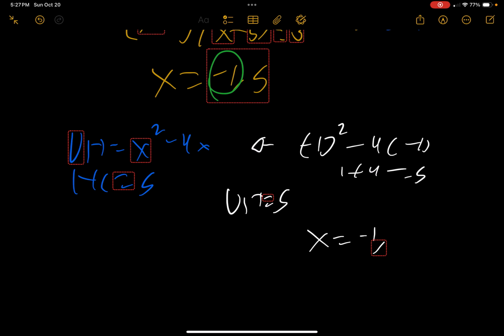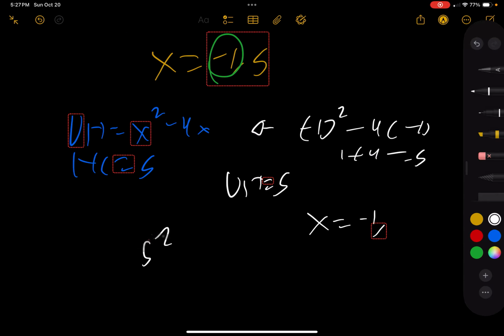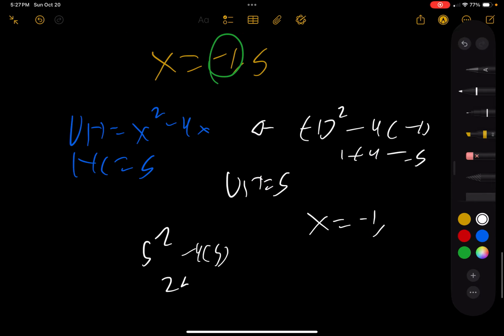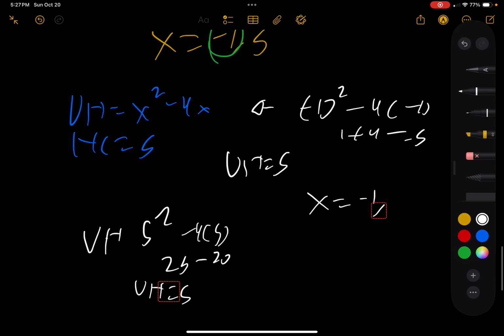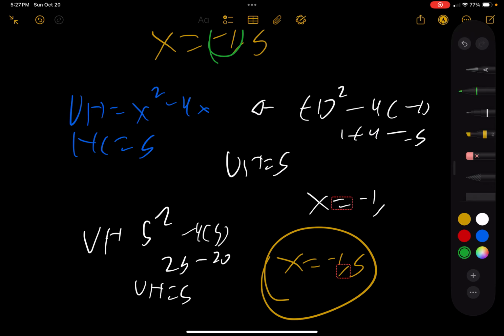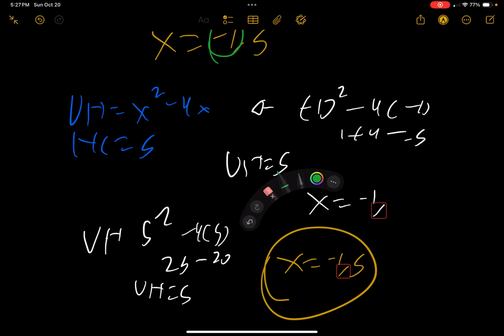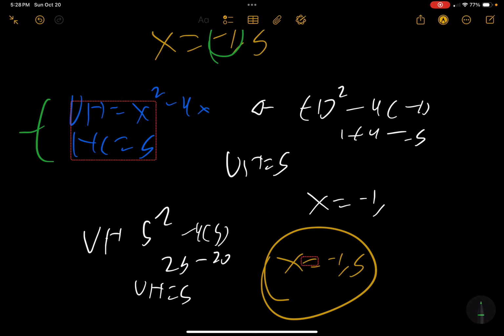And what if x equals 5? Let's plug that in. 5 squared minus 4 times 5: 25 minus 20 is 5. So that means x equals negative 1 or 5 are the 2 viable solutions. And here's something you can do if you're not sure your answer is right. Check: does UH equal HC? If that is true, then you know it is right, because a midpoint divides the segment into 2 congruent segments. And 5 does equal 5.